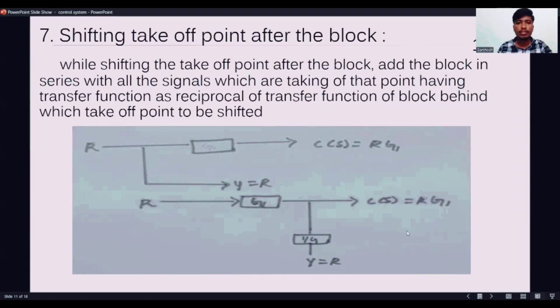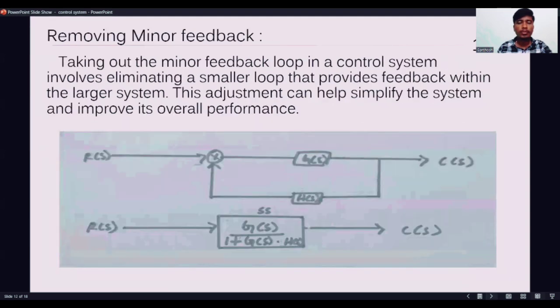And here's the diagram which shows the shifting of takeoff point after the block, and then removing the minor feedback. This rule is a very important rule. So what does it mean? Taking out the minor feedback loop in a control system involves eliminating a smaller loop that provides feedback within the larger system. This adjustment can help simplify the system and improve its overall function.